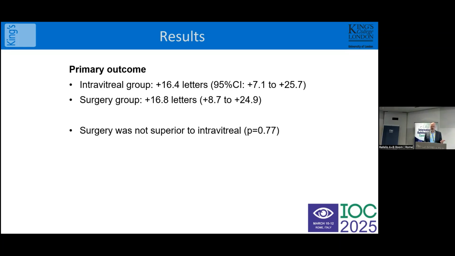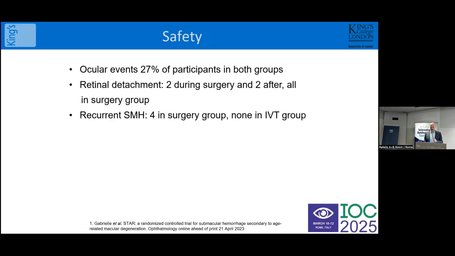The intravitreal group gained 16.4 letters, and the surgery group gained 16.8 letters. So you would look at that and say that basically intravitreal therapy is the same as surgery, and it's obviously a lot easier to do. So that would suggest we shouldn't be doing surgery for this. But keep in mind the design was a superiority trial. It's not a trial that was designed to show equivalence. It was designed to show surgery was better, and it didn't show that. So it doesn't give you a result on that.